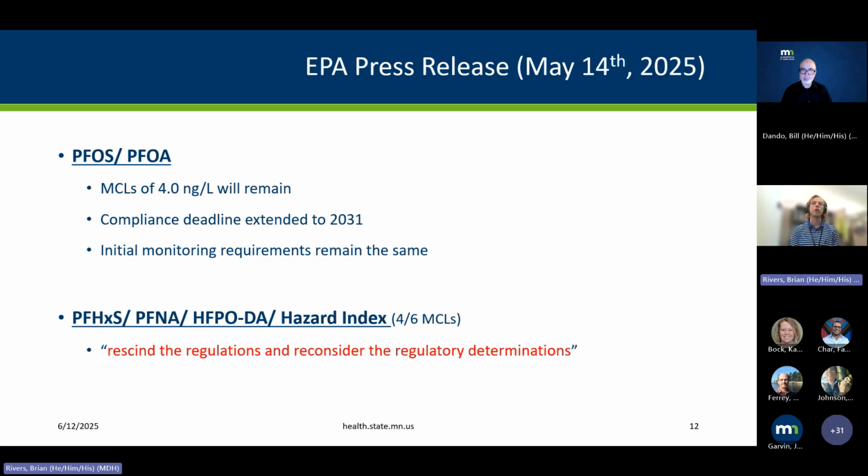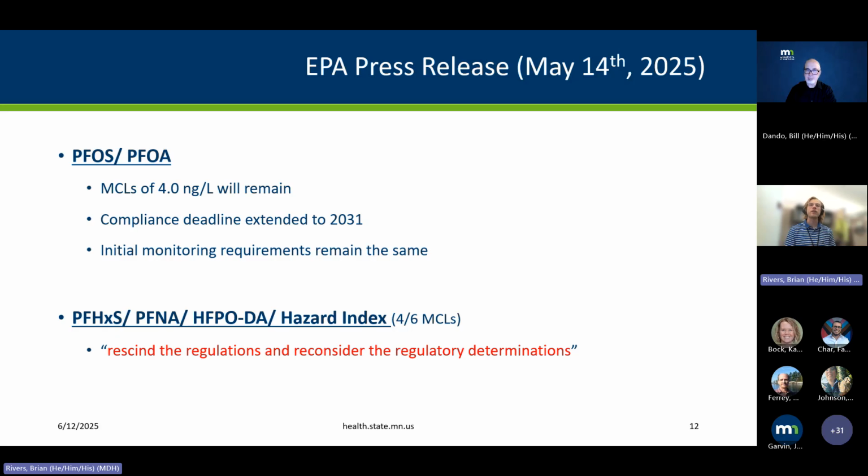That just means that they are going to reconsider them and reevaluate whether they should be MCLs, whether they should go higher. We don't really know. Just kind of this, I guess, black veil that we can't see behind. So the EPA said that they will release a new draft rule at the end of 2025, and then a final rule in the spring of 2026.